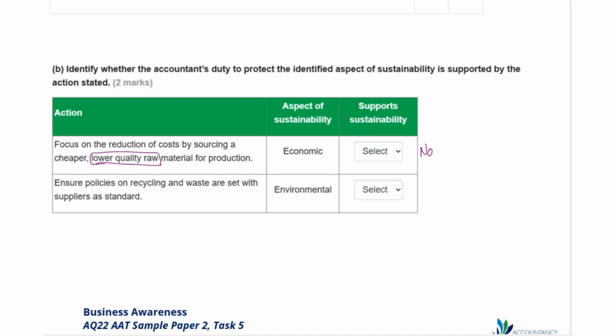The second one, ensuring policies on recycling and waste are set with suppliers as standard. Is it supporting the aspect of environmental sustainability? Yes, this is. It's making sure that the recycling and waste policies are set with suppliers as standard so that we are looking after the environment.